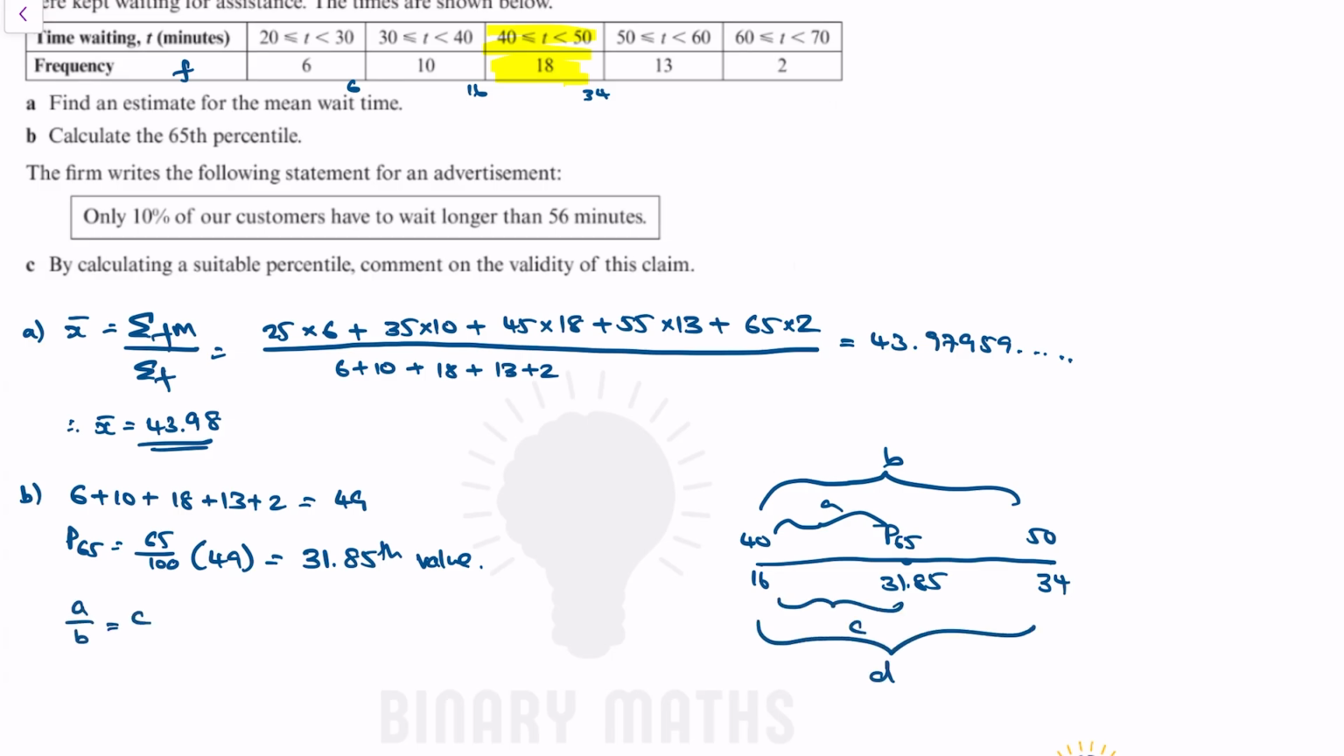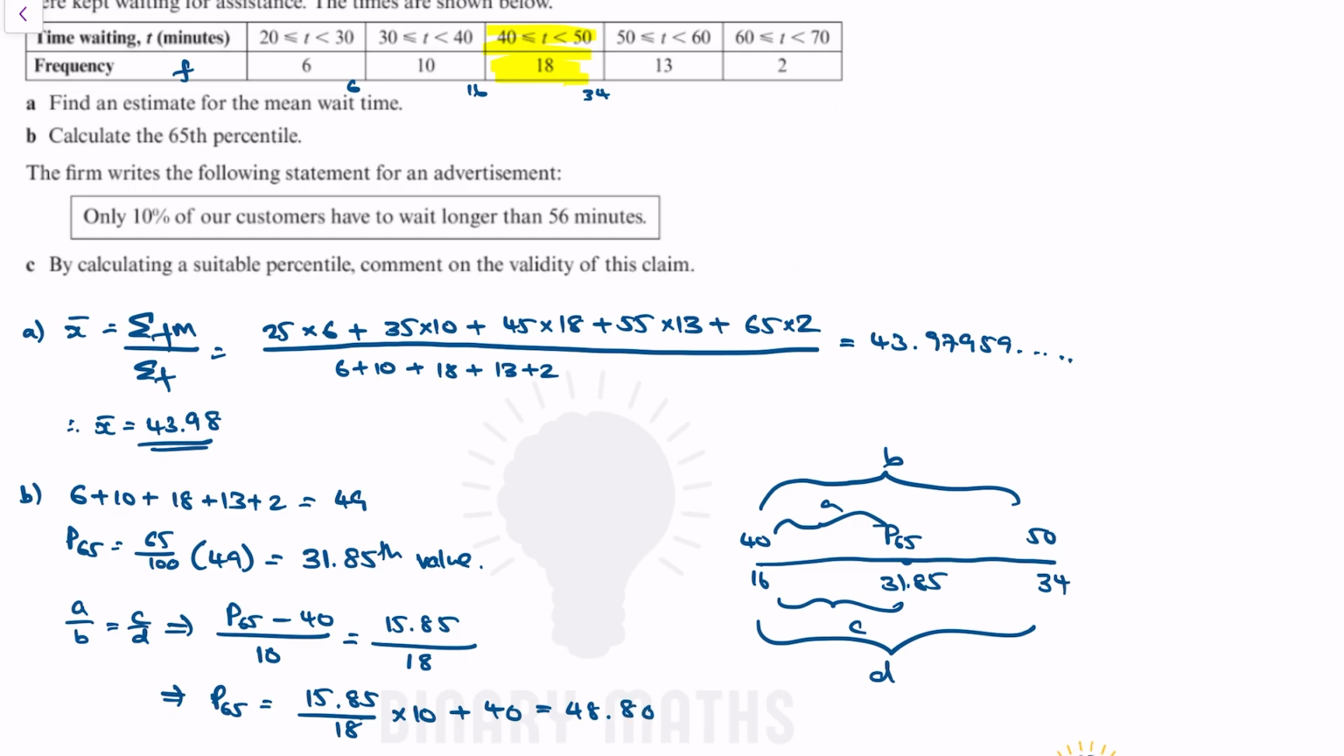So A over B is equal to C over D, which implies P65 take away 40 over 50 take away 40, which is 10, must be equal to 31.85 take away 16, which is 15.85, over 34 take away 16, which is 18. Which means P65 is equal to 15.85 divided by 18 times 10 plus 40, which gives me a value of 48.80555 recurring, which is equal to 48.81.